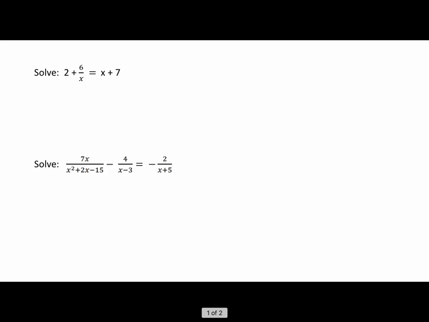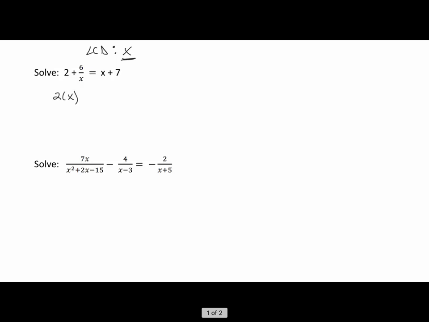So, in order to solve the rational equation, first we're going to clear the fraction. So, we're going to find the least common denominator of all the denominators. In this case, that's only x for this first example. What we're going to do with that, though, is a little bit different. We're going to multiply every term of the equation by this least common denominator.